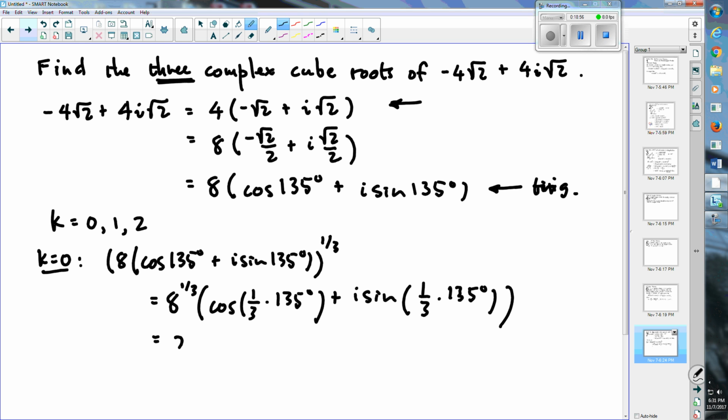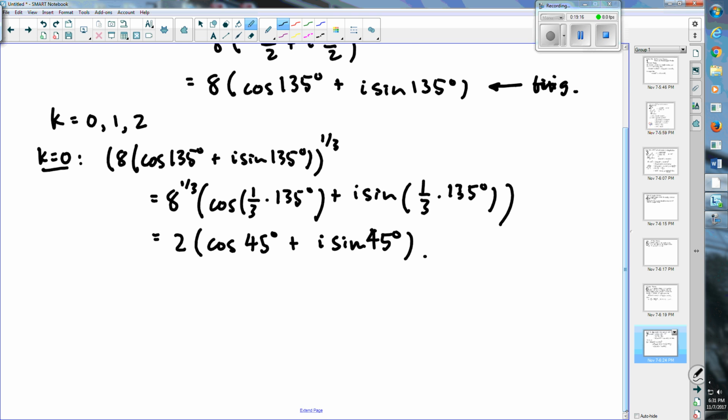Multiplying this out, 8 to the 1/3 power is just 2. And then the cosine of 135 divided by 3 is 45 degrees, plus I sine, this is also going to be 45 degrees. So that's our k equal to 0. Let me make some more room here, and then we're going to find when k is equal to 1.